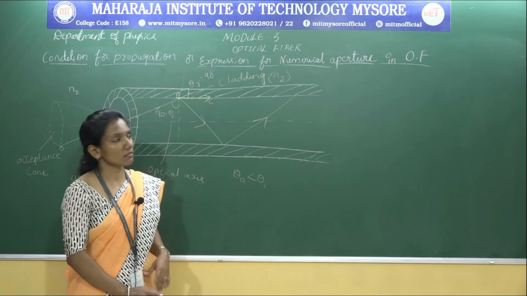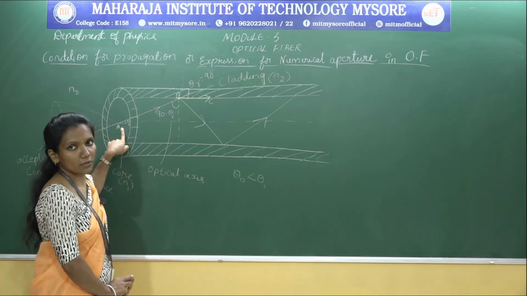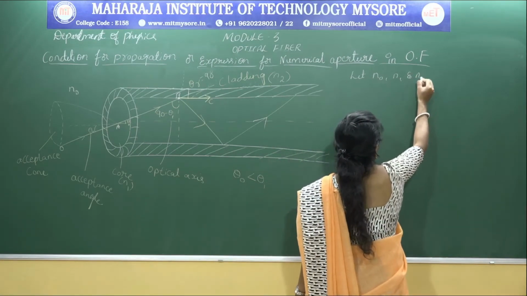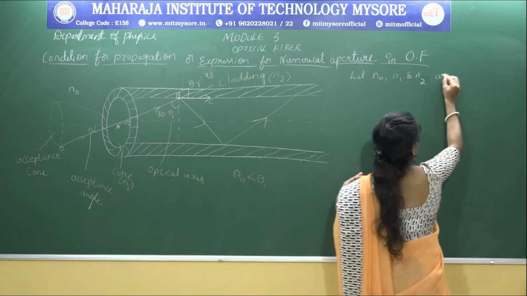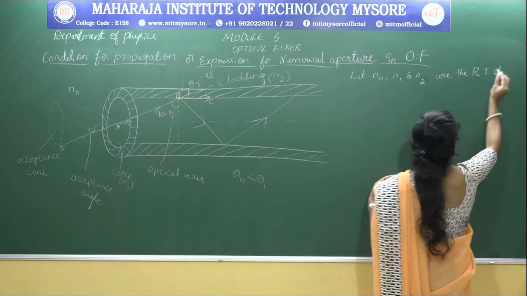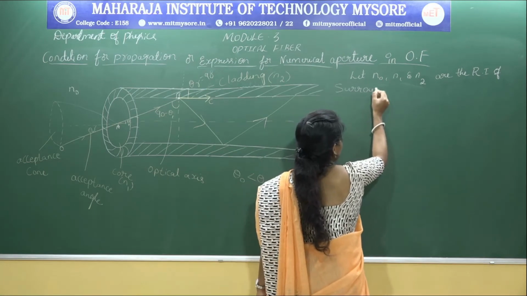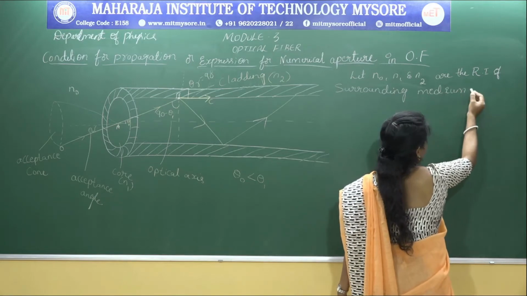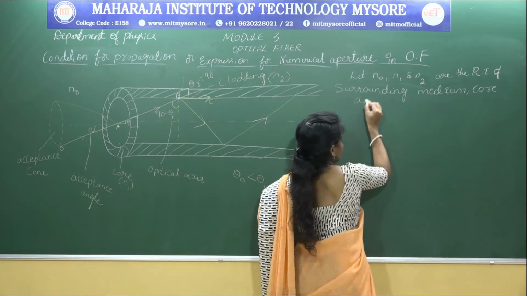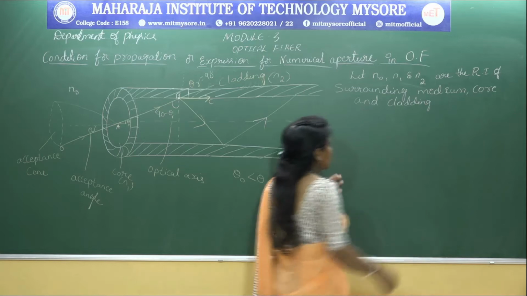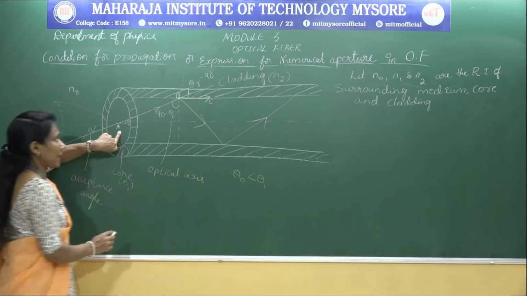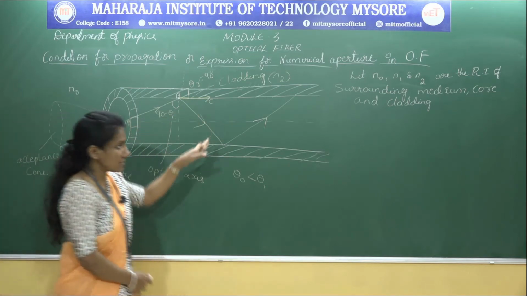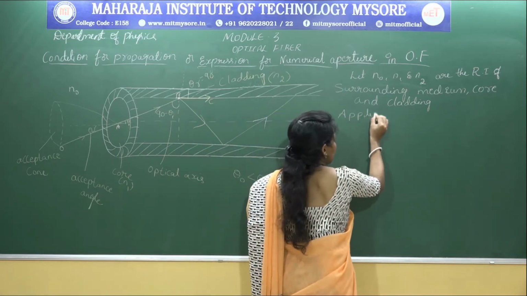Then we apply Snell's law at point A. N0, N1 and N2 are the refractive indices of the surrounding medium, core and cladding. So next we apply Snell's law at point A, considering from where the ray of light is incident and how the ray of light is refracted.